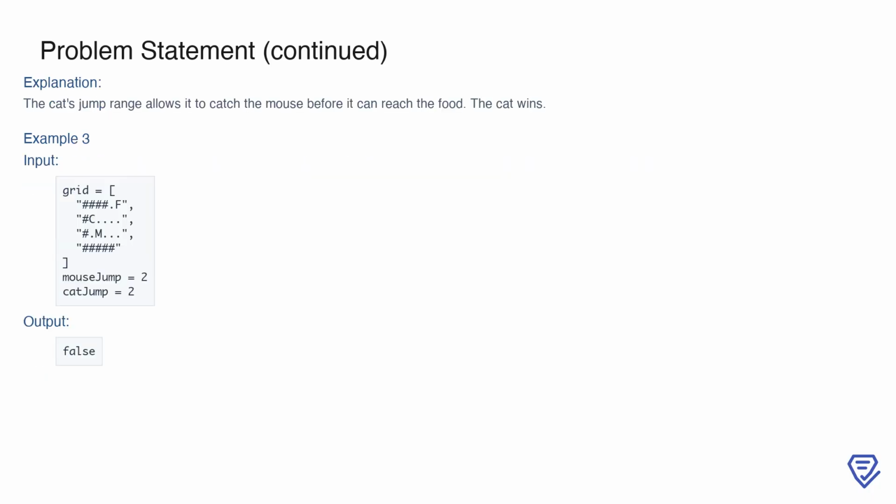In the second example, the grid is a single row where the cat starts between the mouse and the food. The mouse jump is 1, so the mouse can only move one step per turn, while the cat jump is 4, allowing the cat to cover large distances. The output here is false, meaning the cat wins. This is because the cat's superior jump range ensures it can intercept the mouse before it has any chance of reaching the food. Even if the mouse tries to move strategically, the cat's mobility gives it a decisive advantage.